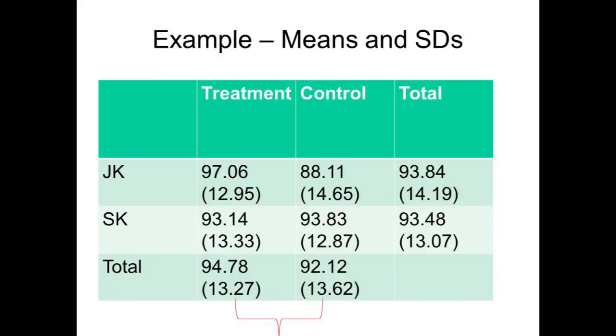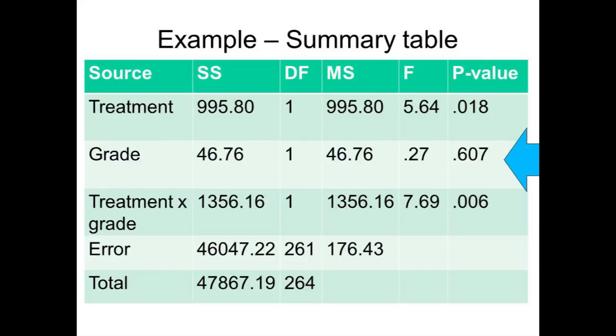But in this case, because we only have two groups, one of these things that is not like the other is actually super straightforward. We can just look at the means and say that the average treatment score is higher than the average control score. So let's move on to the next one. 0.607 is not lower than 0.05, so that would suggest that there's no main effect of grade. We can't reject that null hypothesis. We have to fail to reject it.